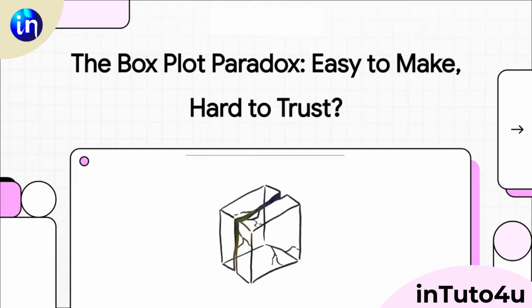All right, let's talk about a chart that you have definitely seen before, probably in a science class or some business report, the box and whisker plot. It's one of the most common ways to show how data is spread out. But here's the thing, it's also one of the most misunderstood. So today, we're going to pull back the curtain on what it is, how you make one, and maybe most importantly, whether you should even be trusting it in the first place.